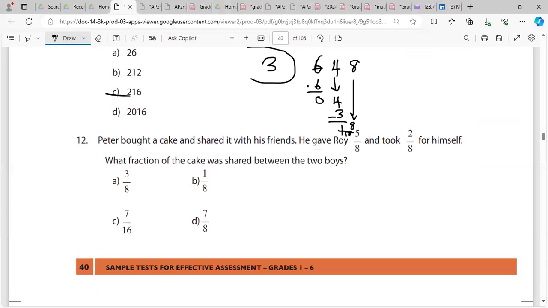Peter bought a cake and shared it with his friends. He gave Roy 5/8 and took 2/8 for himself. What fraction of the cake was shared between the two boys? So all we have to do is just add the fractions. So it's 5/8 plus 2/8. Now, when you have the same denominator, we keep the denominator and then we add. So we're going to add 5 plus 2, which is 7/8.